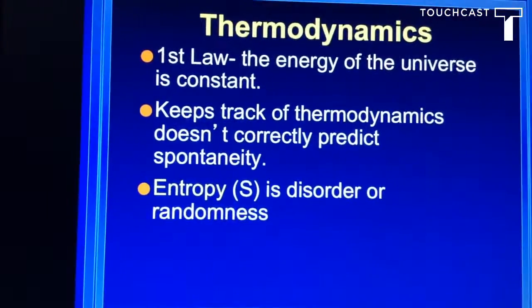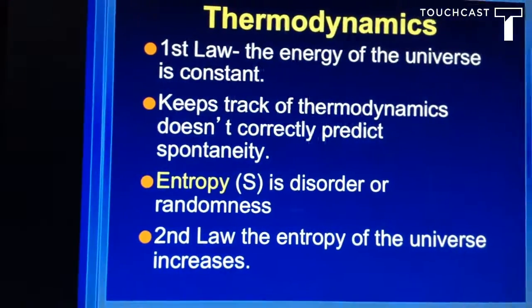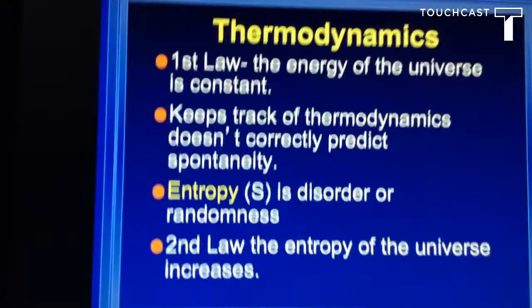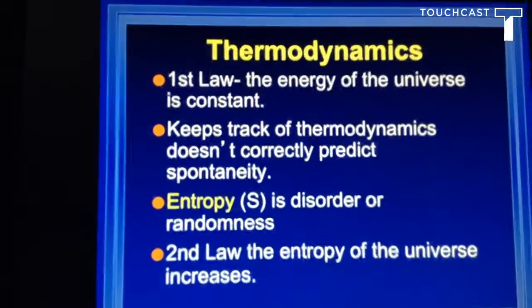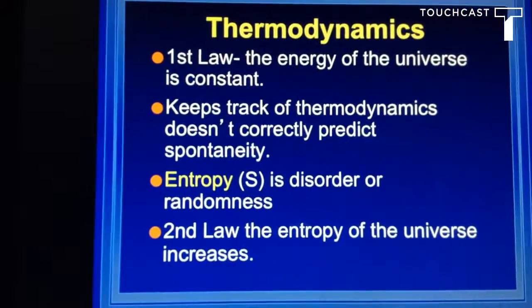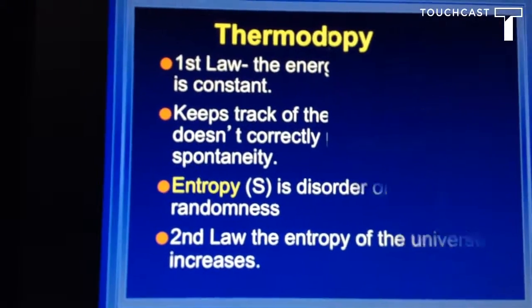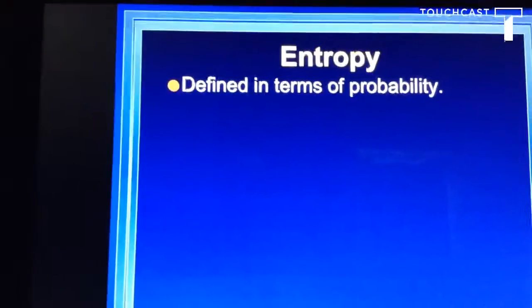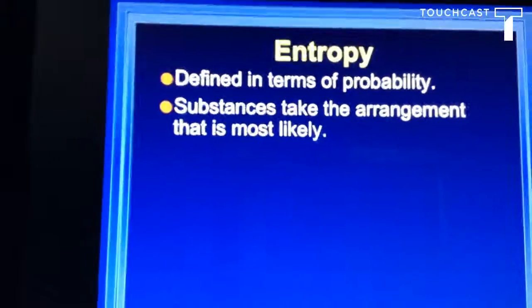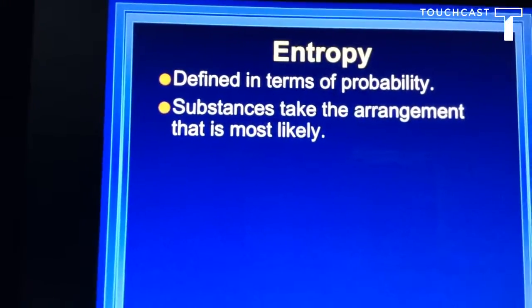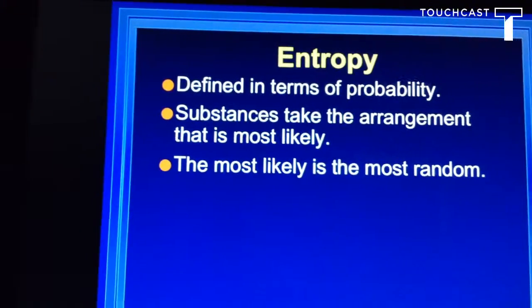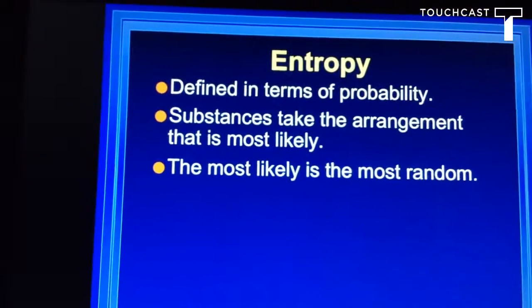Alright, entropy is disorder or randomness. Second law, the entropy of the universe increases. So energy has a tendency to go from an organized to a less organized state. Normally in chemistry we're going to think of heat as being the least organized. Entropy can be defined in terms of probability. Substances take the arrangement that is most likely. So an example here is, the most likely is often the most random.